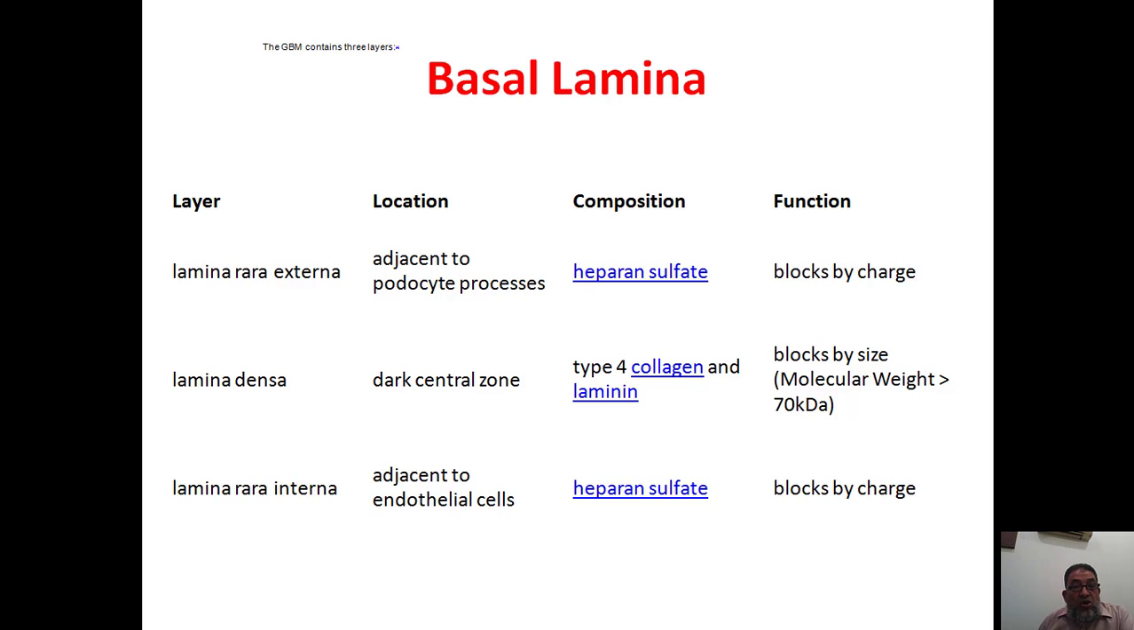Lamina densa is the central zone. It is the fused part of the basal lamina of the podocyte along with the endothelial lining of the capillary plexus. It is made up of type 4 collagen and laminin. It blocks molecules by size, with molecular weight above 70 kilodalton. Molecules below this size can pass through it.